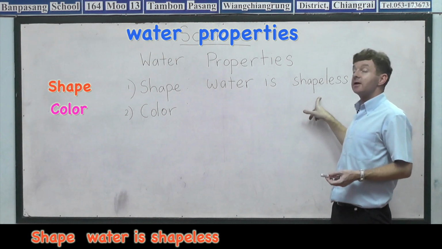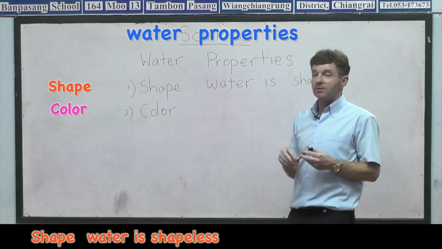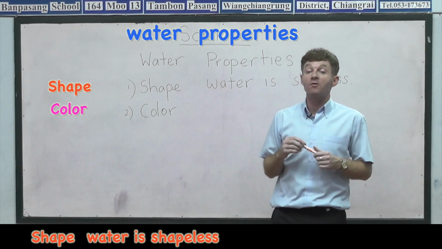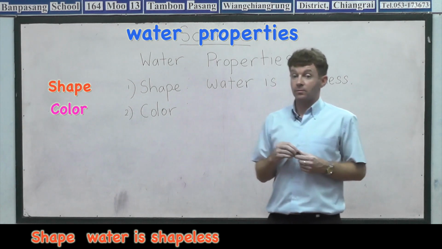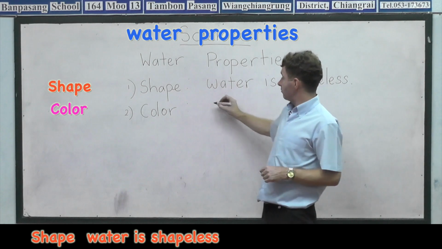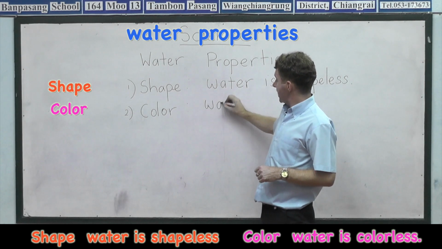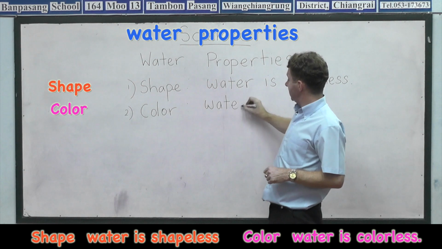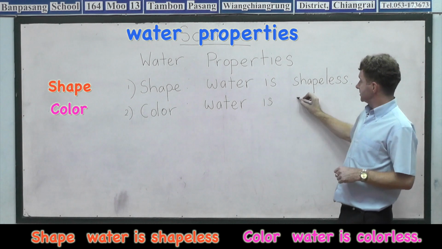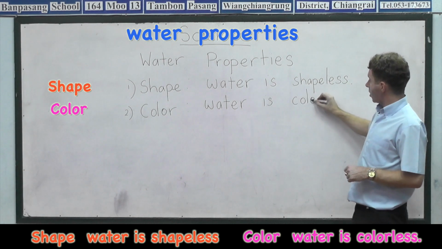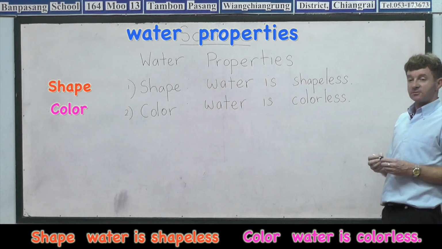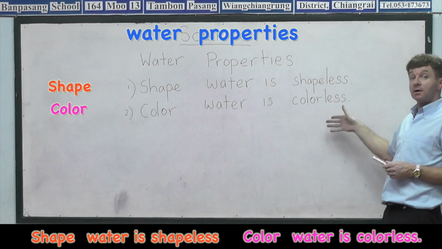Water is shapeless. Yes. And then our second experiment, we looked at colour. What did we decide about water, the colour of water? Water is colourless. So we'll write water, W-A-T-E-R, is colourless, C-O-L-O-R-L-E-S-S. Water is colourless.